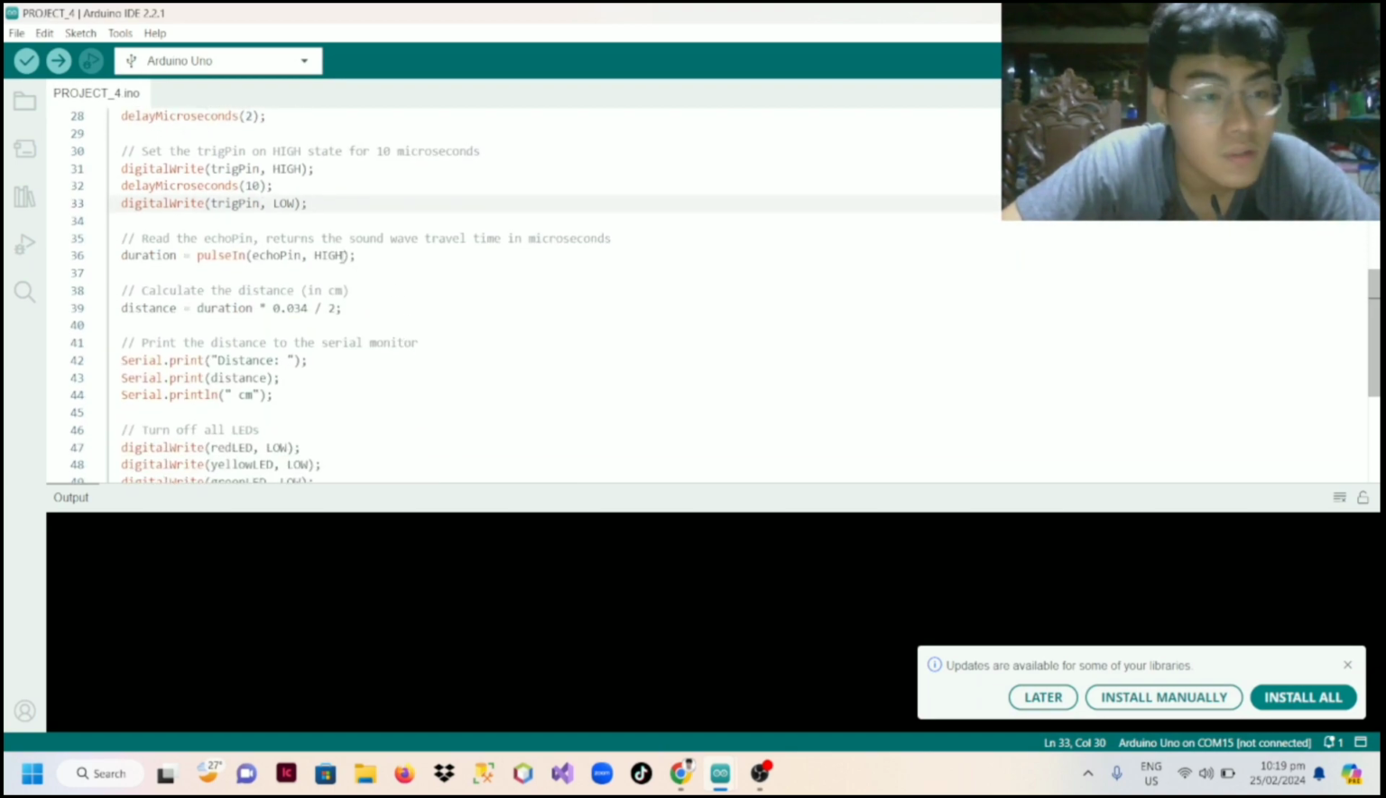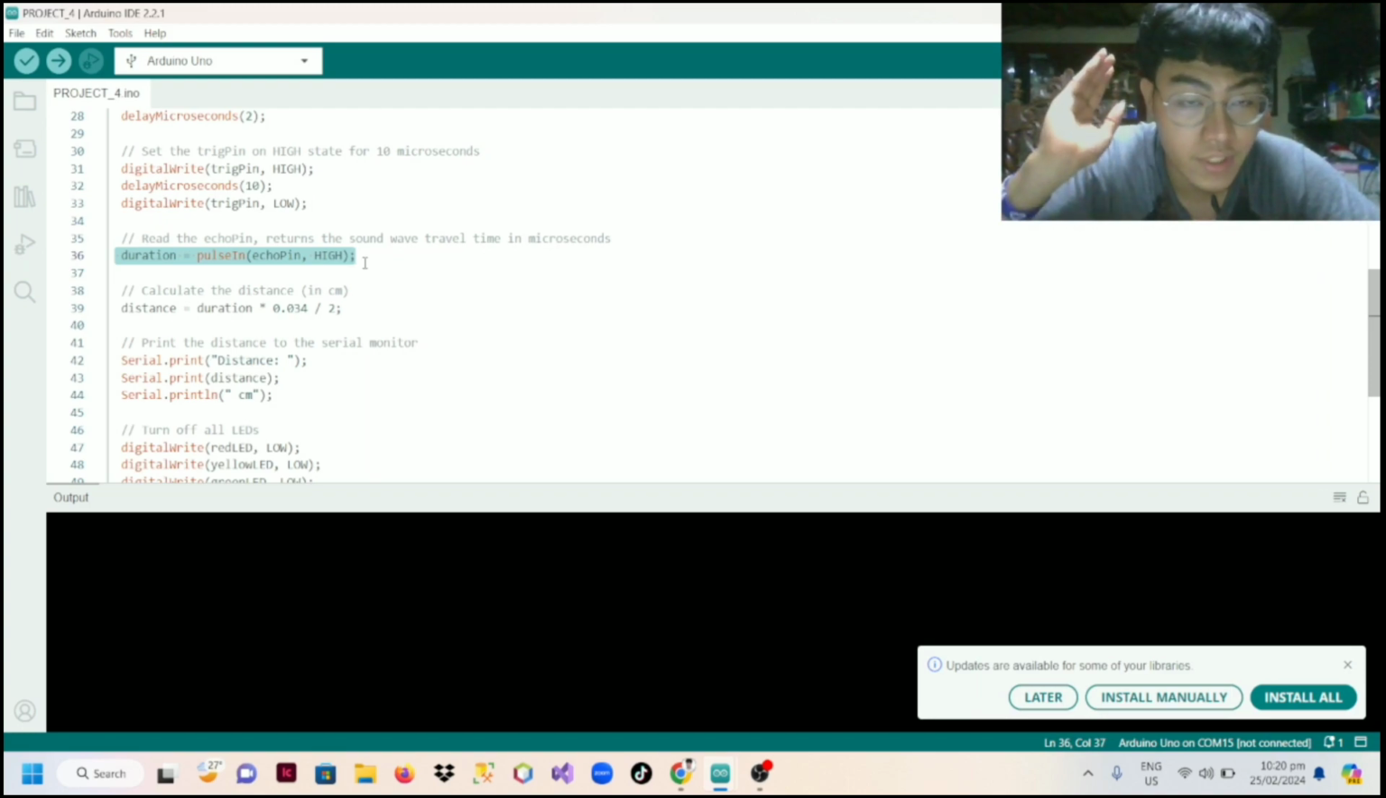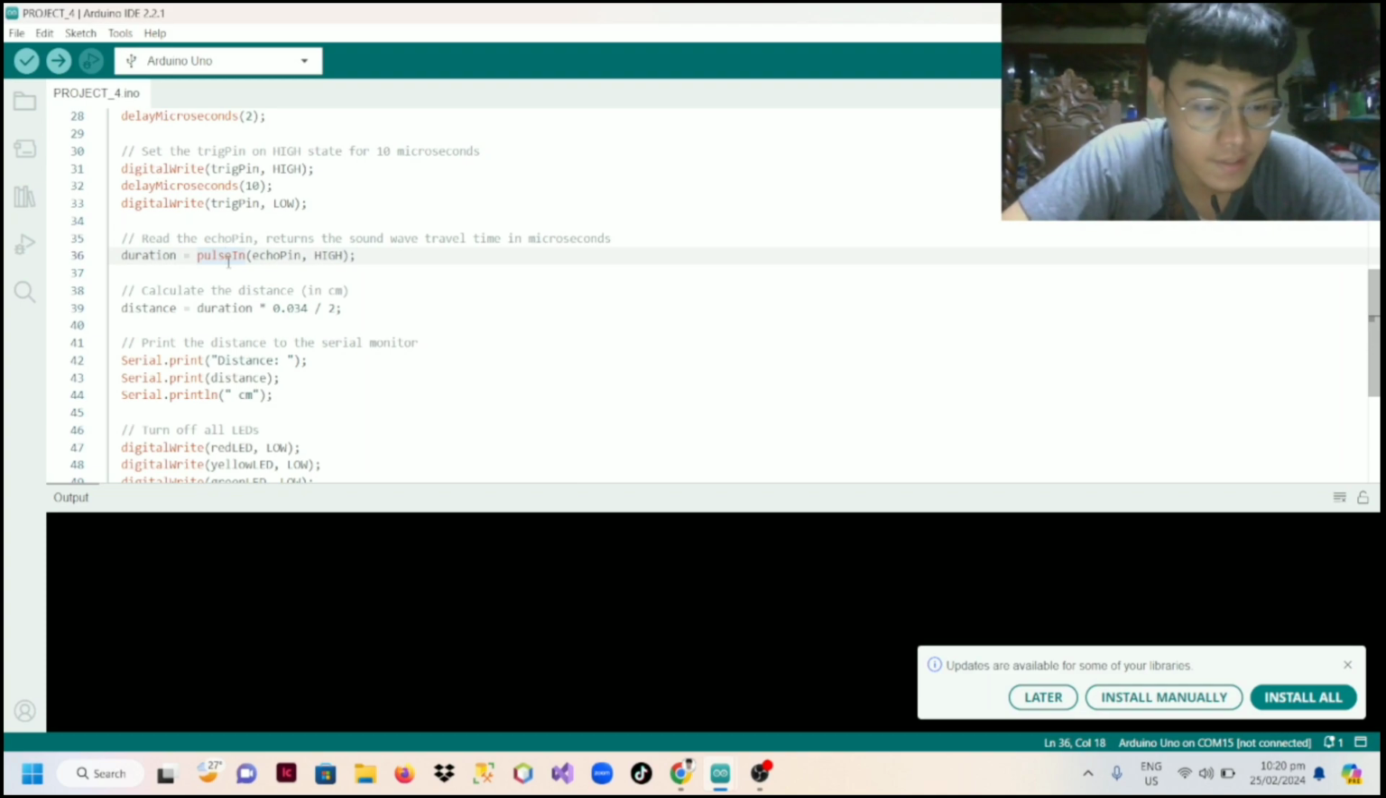Okay, so let us start with our travel time by giving these formulas. So first, we have duration equals pulseIn echo pin HIGH. So this will be measuring the duration for the sound wave to bounce back. As we can see here, we have this term pulseIn, which is the one that would measure the duration of a pulse on the echo pin.